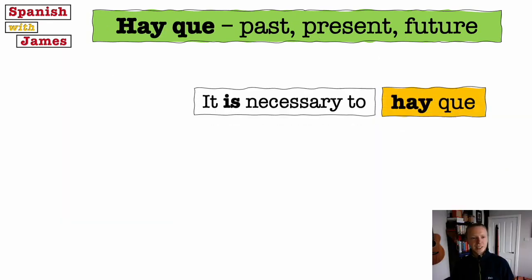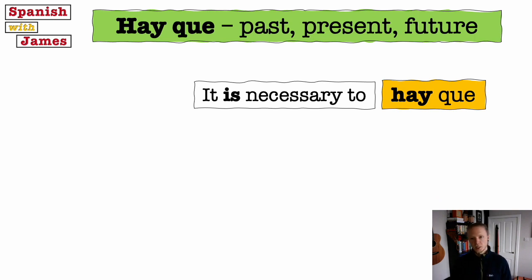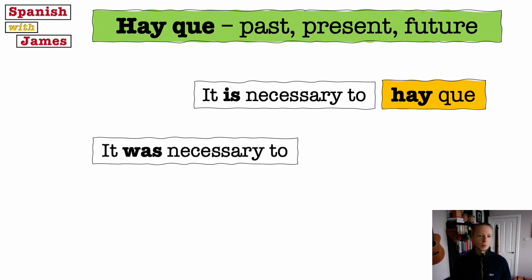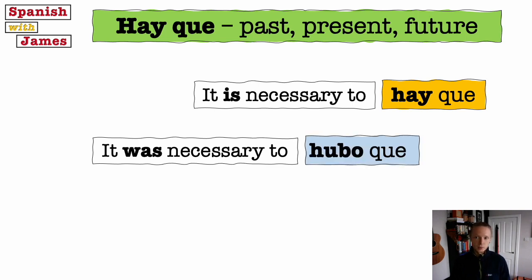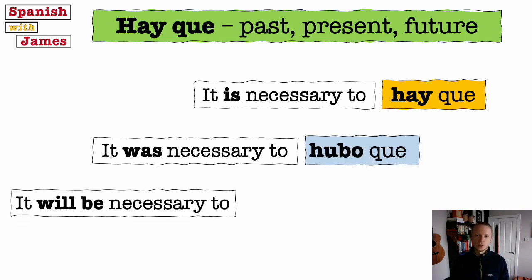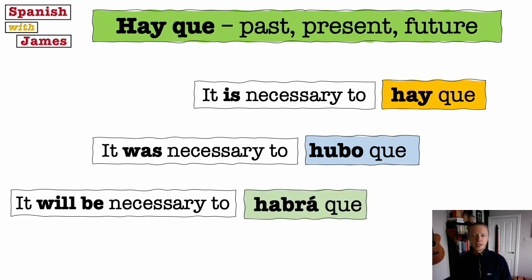So we know that to say it is necessary to or one must, we can say hay que, but to say it was necessary to or one had to, we could also say hubo que, and finally it will be necessary to or one will have to, habrá que. So this one's nice and easy because it's impersonal. We don't need to know the 6 conjugations for every tense, so it's really easy to start using this one in the 3 tenses.